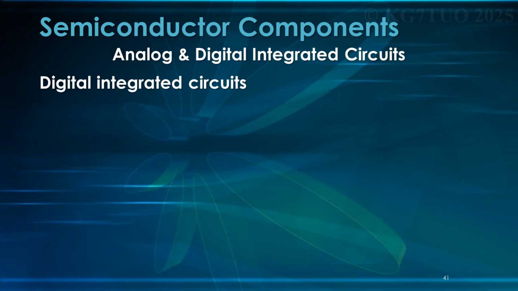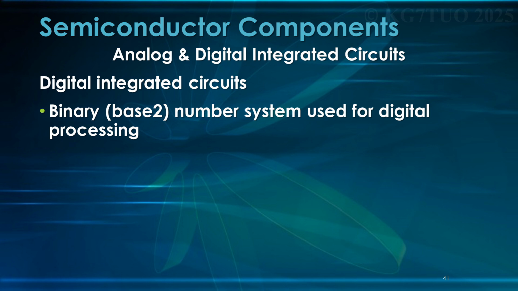Digital integrated circuits use binary, the base 2 number system used for digital processing. Binary is 0 or 1. On or off. There are 2 choices, it's one or the other. The only digits are 0 and 1, on or off.